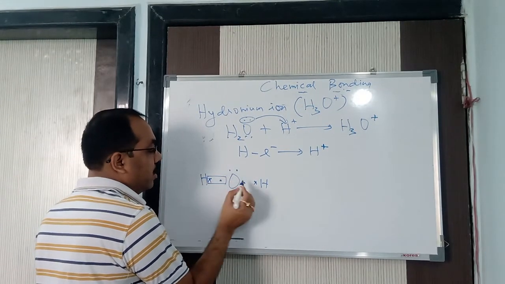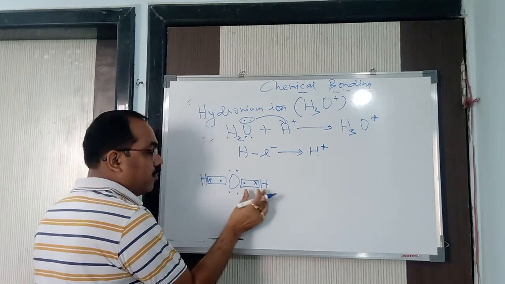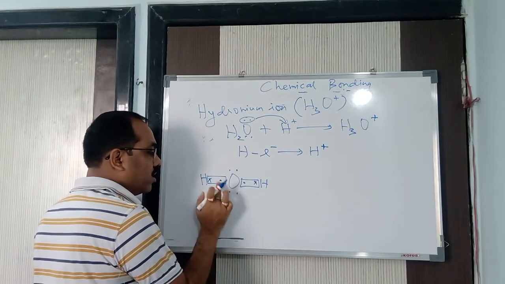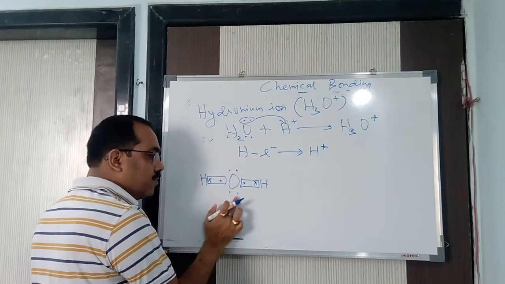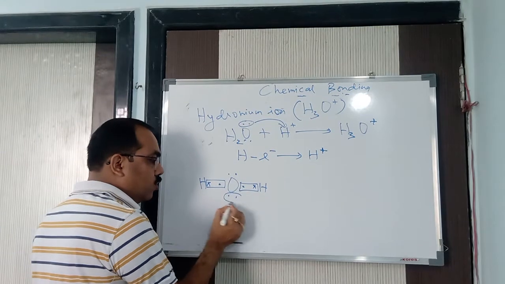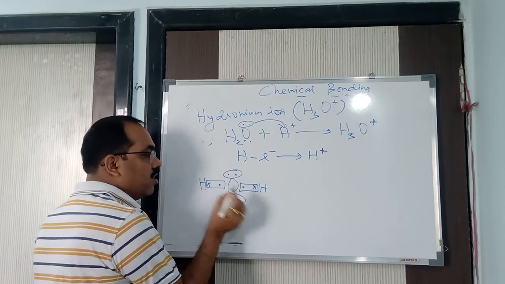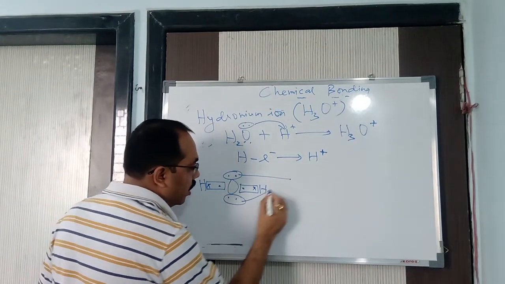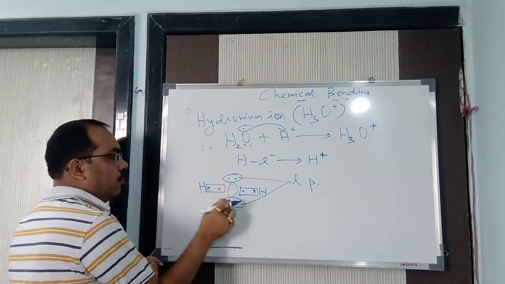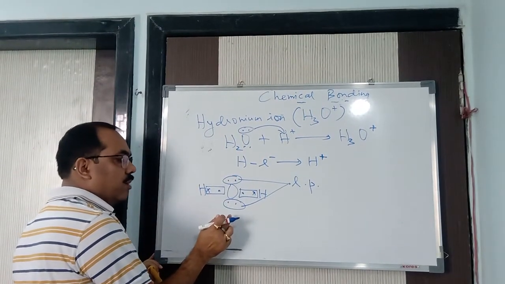So here you can see hydrogen becomes duplet, oxygen becomes octet. Count it: 1, 2, 3, 4, 5, 6, 7, 8. So after oxygen becomes octet, see it here, oxygen is the central atom here. We are having two pairs of electrons which do not participate in bond formation. This is known as a lone pair. You can see that it does not participate in bond formation.